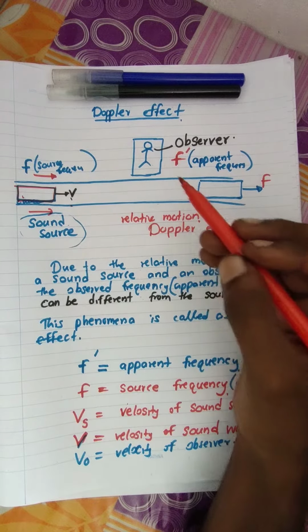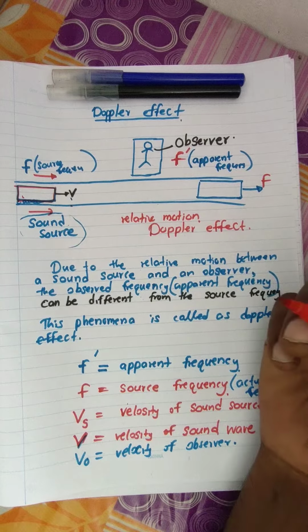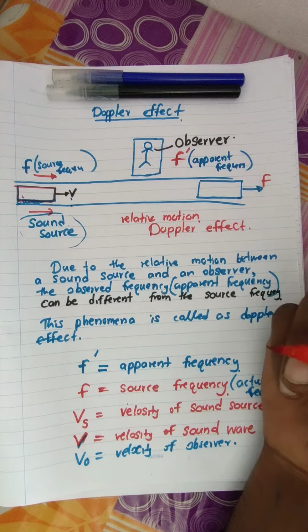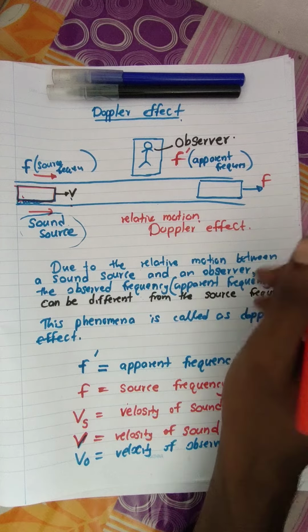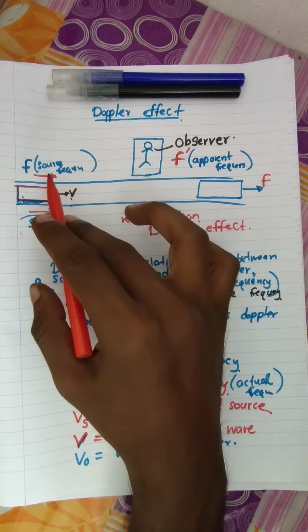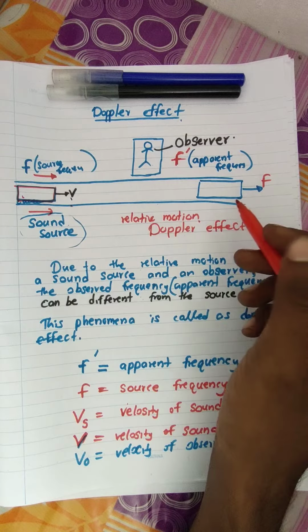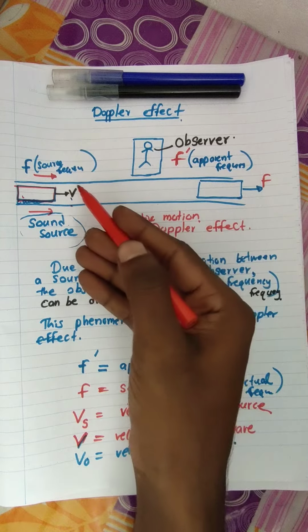Here, I'll briefly explain what the Doppler effect is, which we have to study in our physics exam in our waves and oscillations lesson. First of all, we have to understand who the observer is and what our sound source is, and what the relationship is between the apparent frequency and the actual frequency.